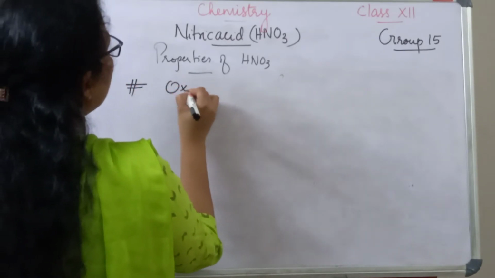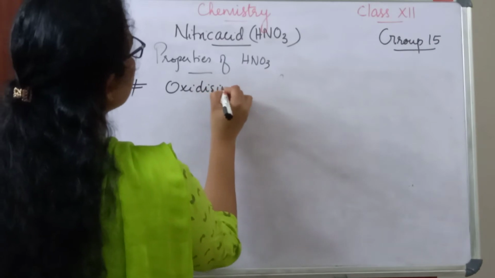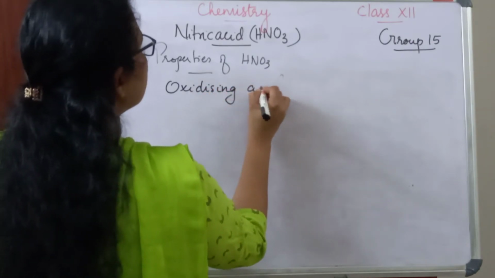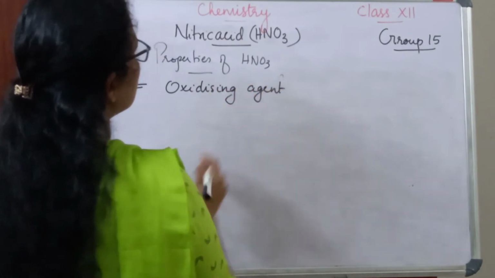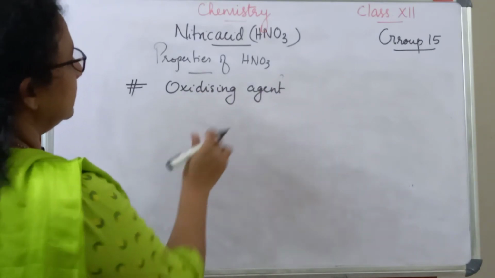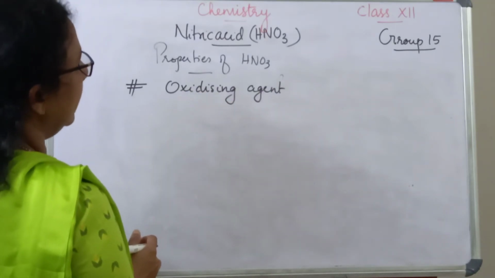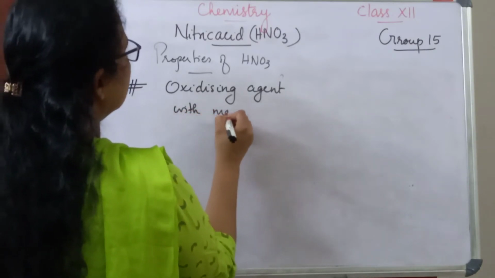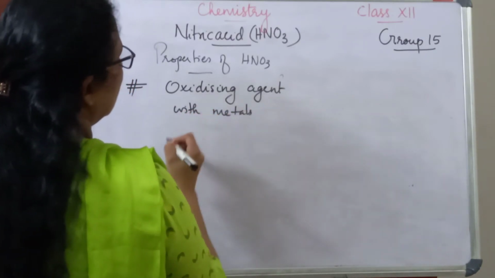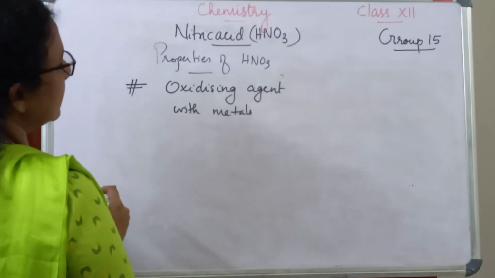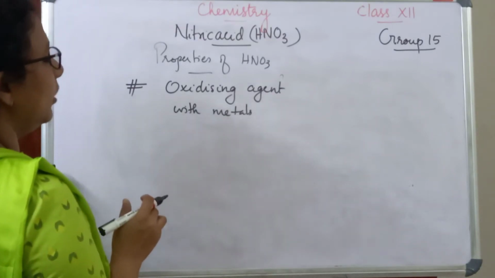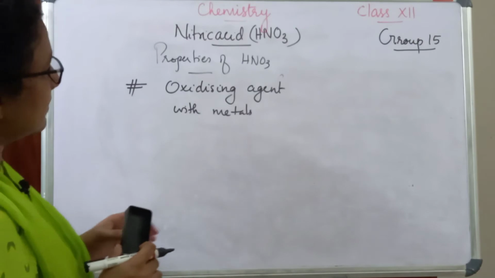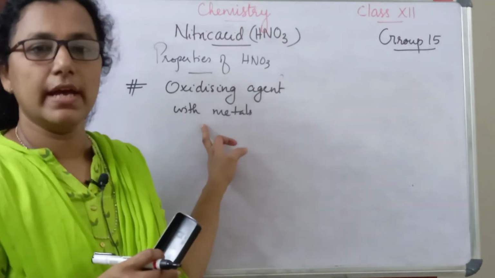So the oxidizing property or oxidizing agent. Nitric acid is an oxidizing agent. With metals, it acts as an oxidizing agent. Also with non-metals, it acts as an oxidizing agent.